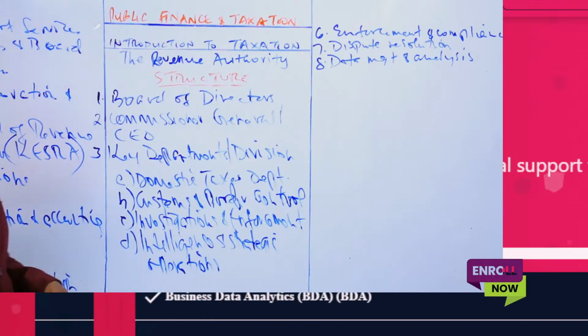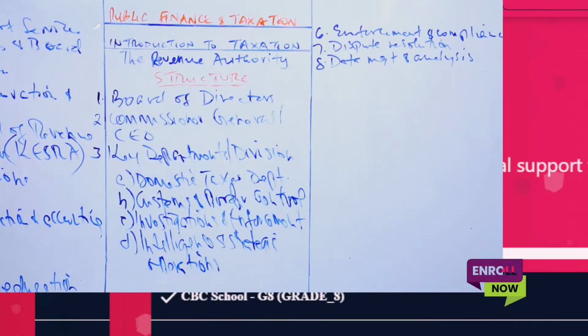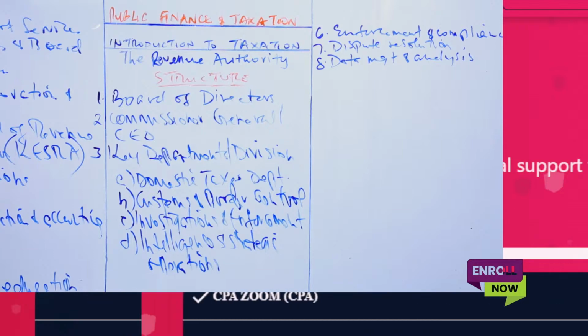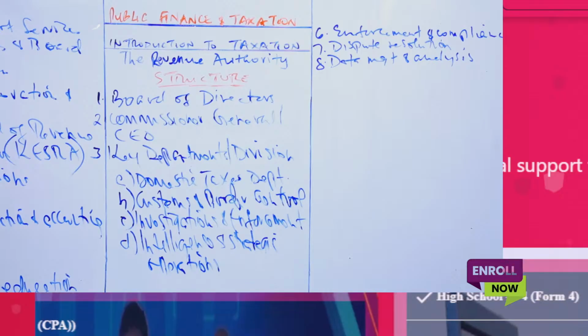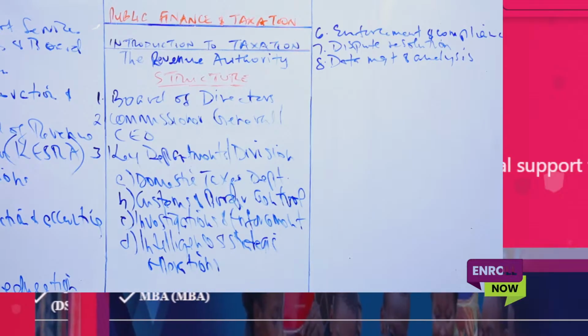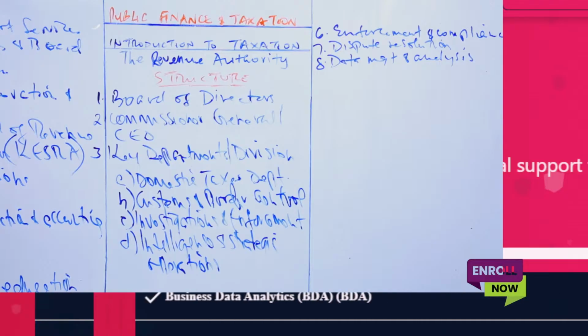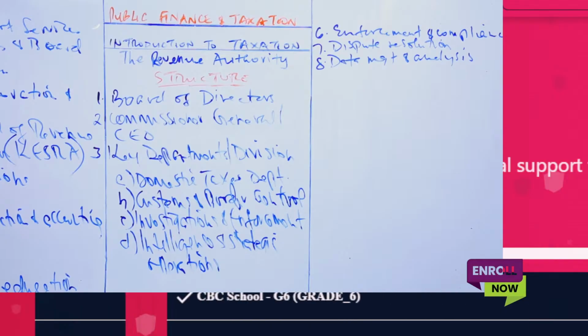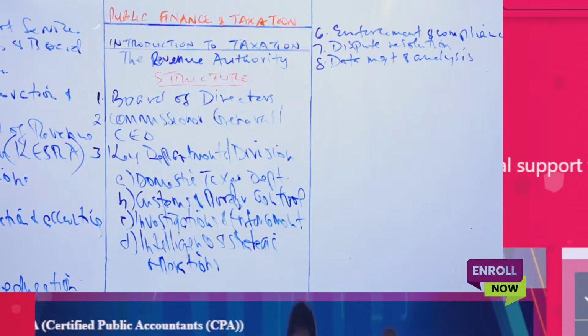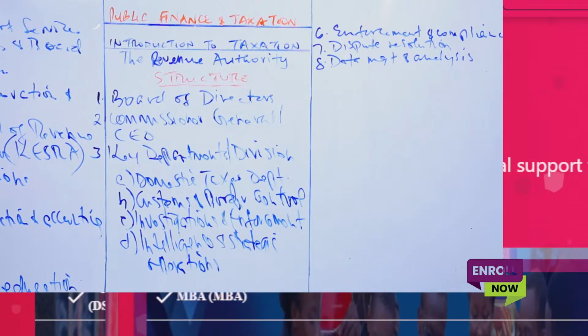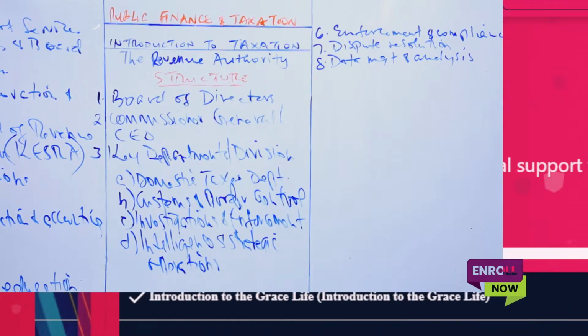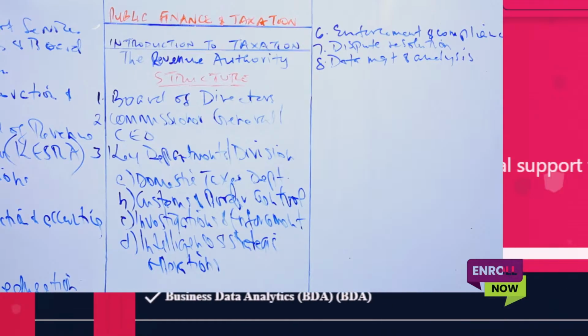So let's move on, candidates, to the next part of this lesson, which is large and medium taxpayers office mandate within KRA. And KRA, like many modern revenue authorities, segments its taxpayer base to optimize what we call administrative efficiency and effectiveness. And this has led to the establishment of dedicated offices for large and medium taxpayers.